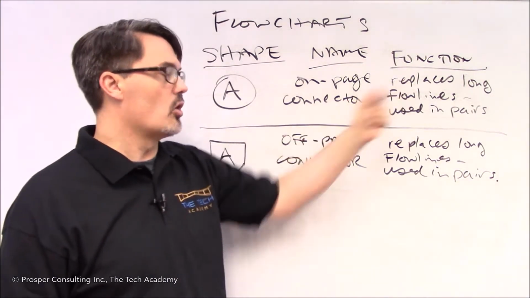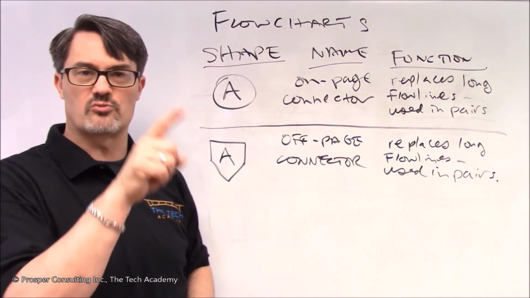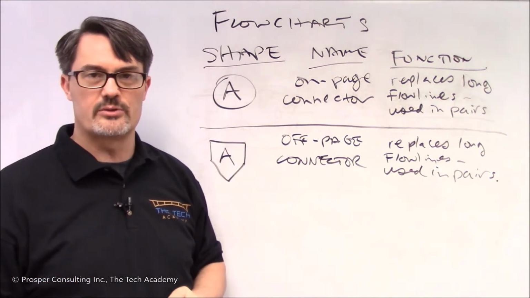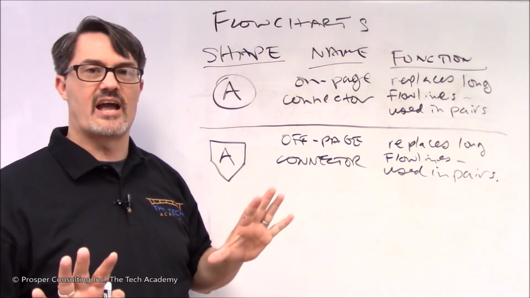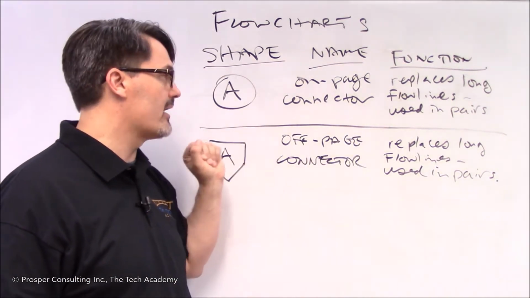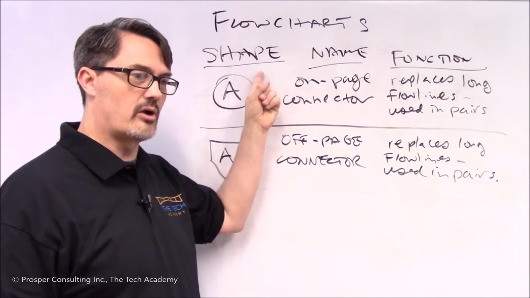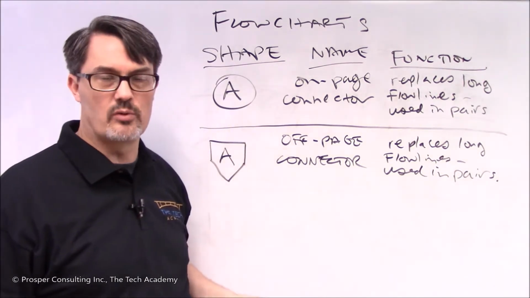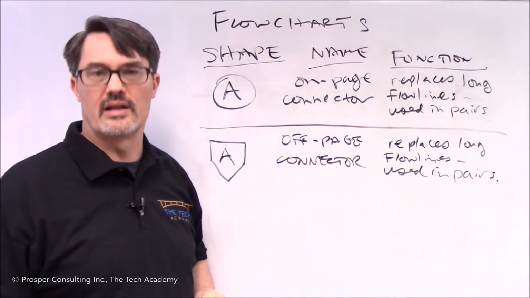It replaces long flow lines where you have very complex routing flow line showing order of execution, or where they have a very complex diagram and it can be kind of confusing. You can actually use these in pairs to show where a flow line starts and where it's going to, rather than drawing the entire flow line. We're going to illustrate this.